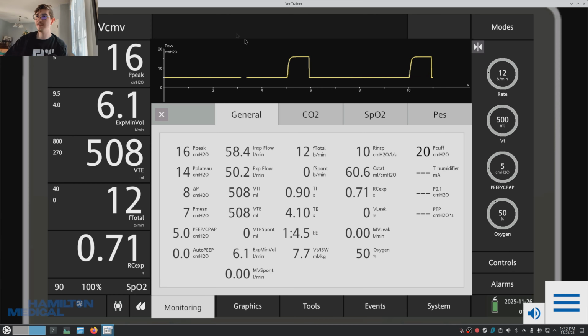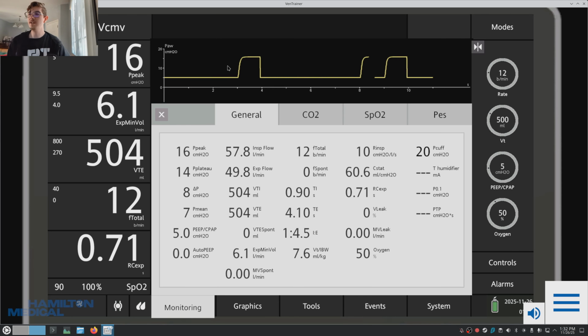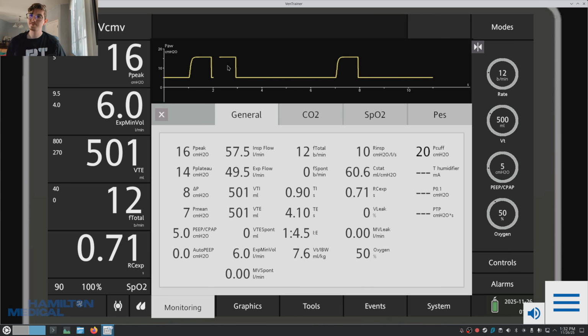Now let's look at things. Are we more lung protective now? What's going on? Well, our peak pressure, 16, plateau of 14. Okay, so our peak pressure is lower than volume control. Our driving pressure is still 8. Our static compliance is still 60. Nothing has changed at all.